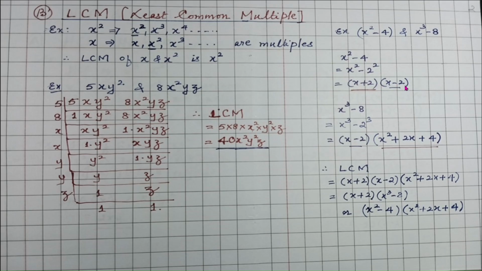We have got (x − 2) common. Take (x − 2), and therefore the remaining terms are (x + 2) and (x² + 2x + 4). Therefore the LCM is (x + 2) into (x − 2) into (x² + 2x + 4), and that is (x² − 4)(x² + 2x + 4), and this is the LCM. So in LCM, first of all we find the HCF and take the remaining terms. So HCF is (x − 2) and the remaining terms are (x + 2) and (x² + 2x + 4), and take the product of them, we get the LCM. So remember this method of finding LCM of polynomials.